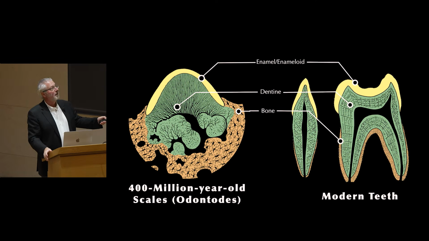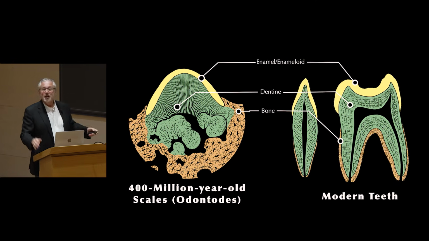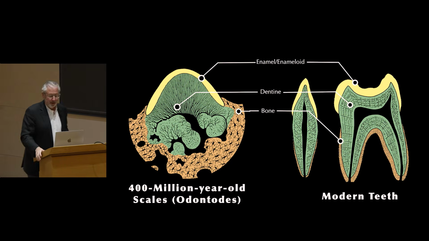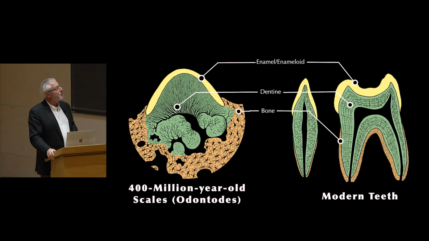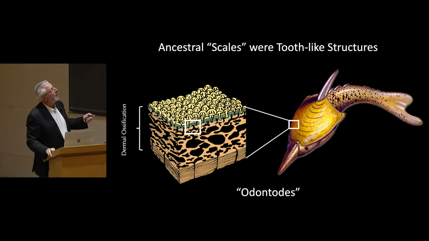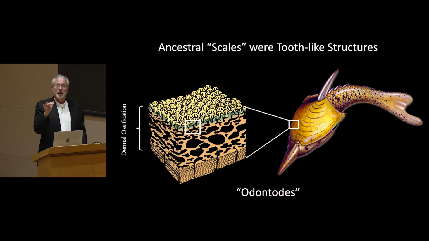Bone, dentine, hard part. See the same thing in the scales on the outside of the body of these fish. Okay? So these ancestral scales were actually tooth-like structures, and we give them a name. We're going to call them odontodes. It implies their similarity to teeth. They're like a tooth-like structure that, in this case, sits on the outside of the body. So these ancestral scales were tooth-like structures sitting on the outside of the body.